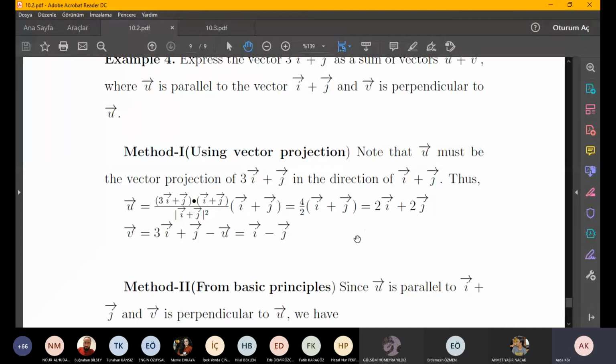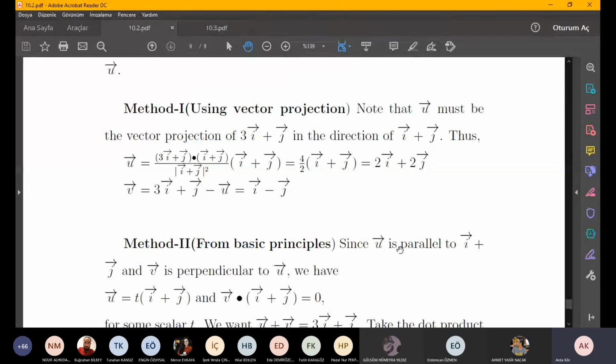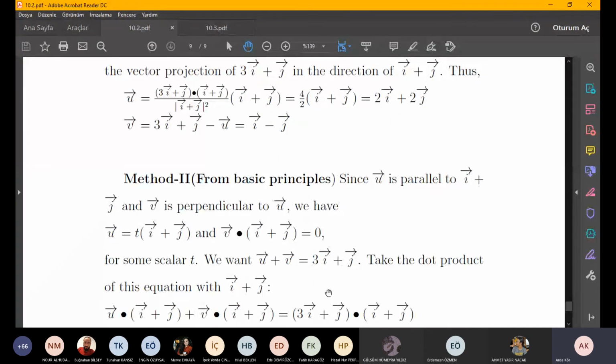If we use, as a second method, the basic principles that we have for scalar multiplication, for parallel vectors and for perpendicular vectors. If you have parallel vectors, that means from the definition of dot product you have cosine 0. But we will use the perpendicular here.